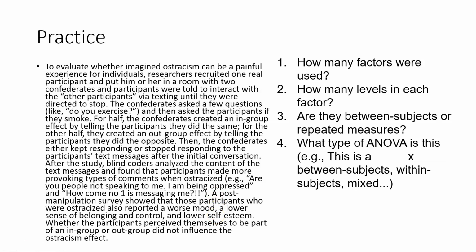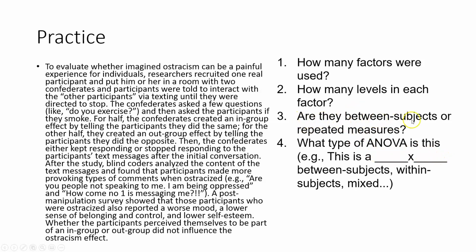What I want you to figure out now is how many factors were used and how many levels were in each of those factors in this description up above. So the answer to the first question is there were 2 factors. They were in-group versus out-group and kept texting versus stopped texting. How many levels in each factor? Well, there was 2. Again, in-group versus out-group and continued versus stopped. So this is a 2x2 ANOVA.